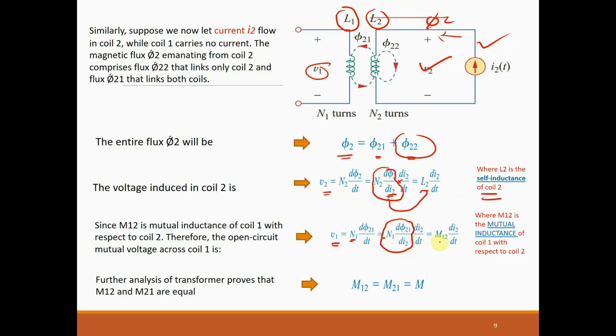So we can write this as M12. This is the mutual inductance of coil 1 with respect to coil 2. So we have M12. Incidentally, M12 is equal to M21. So we can remove the subscript and just call it M, the mutual inductance of the transformer.